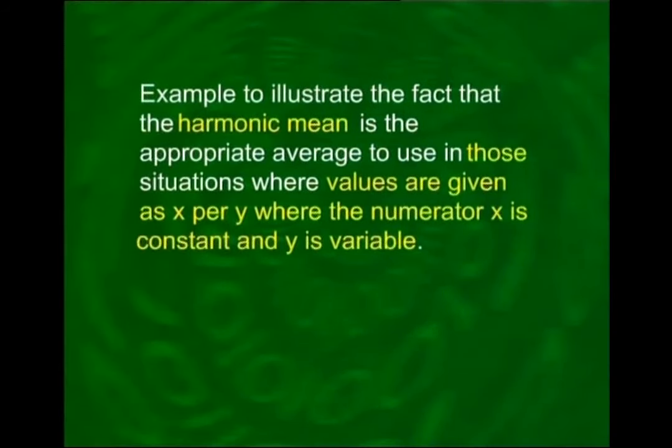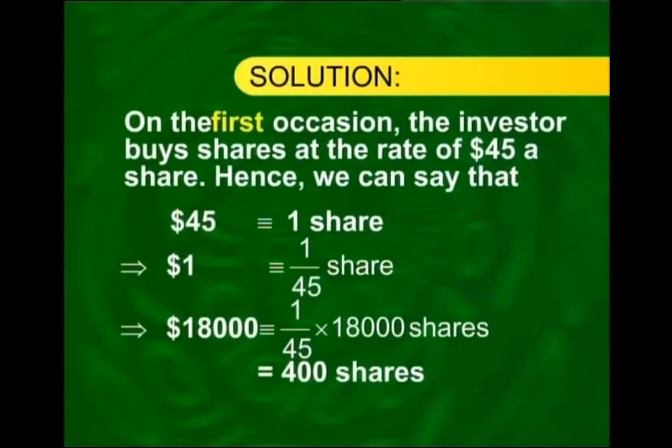All right, let us now consider another example to illustrate the fact that it is the harmonic mean which is the appropriate average to use in those situations where values are given as x per y and the numerator x is constant and y is variable. Now, students, on the first occasion, the investor buys shares at the rate of $45 a share.